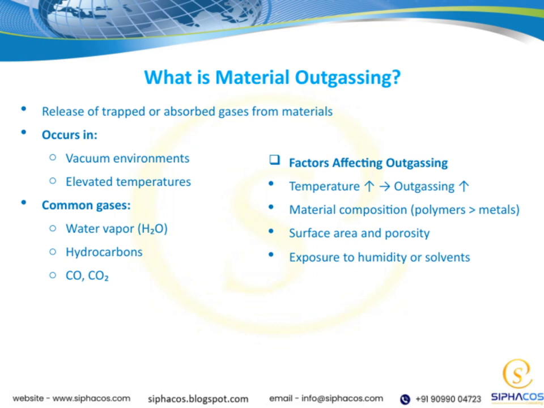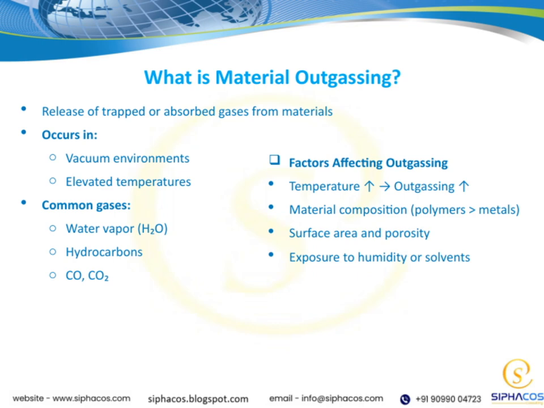Surface area and porosity are also important. More surface area or porous materials provide more space for trapped gases to escape. Exposure to humidity or solvents can also accelerate outgassing, as moisture or solvents can interact with the material and cause gases to be released. So, what exactly is outgassing?